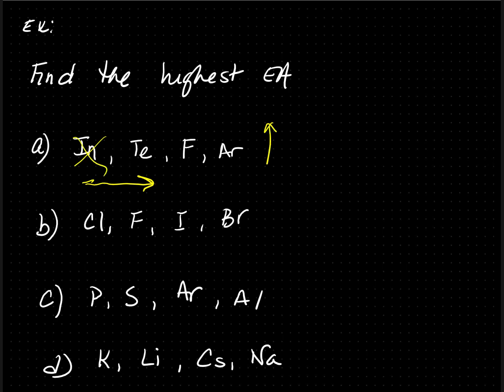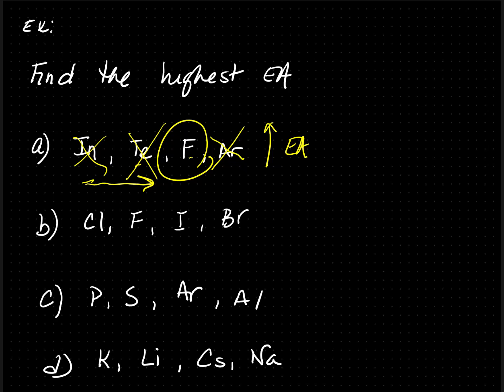As I go up the periodic table, electron affinity increases. Fluorine is much higher than Te. Fluorine is going to have a higher electron affinity than beryllium. And Ar is a noble gas, and the majority of the noble gases do not have an electron affinity because they already have a full valence shell. My highest element should be fluorine.